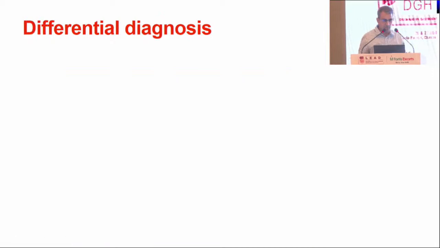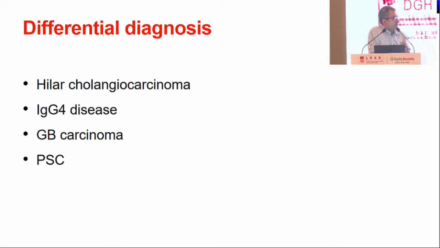So let me move to the panel. Dr. Gurdas Chaudhary sir, you see a hilar stricture, cholestatic pattern. Although tumor markers are normal, this is a young guy. Would you consider IgG4 disease straight away, or would you like to think of other diagnoses here?